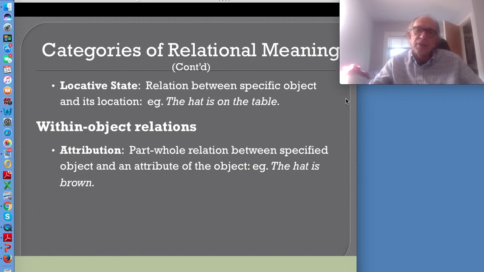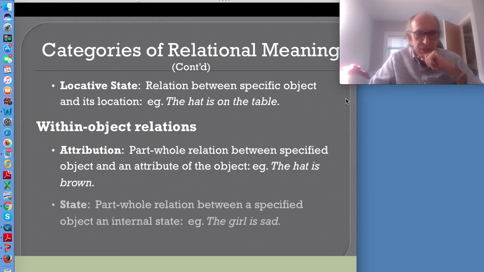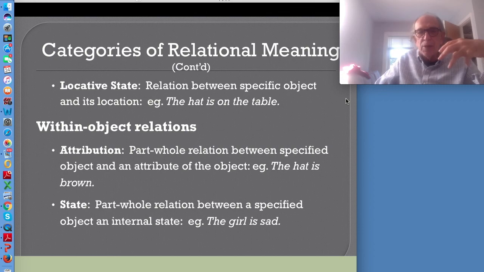As in, the cat is brown. I'm sorry, I don't know why I'm thinking cat as I look at hat. I should have written the cat is brown, but I wrote the hat is brown. Still, that's attribution, a relationship between the hat and a part of it. It's a part-whole relation. Or I think the next one will be state. Yes, state. That's a part-whole relationship between a specified object and its internal state.